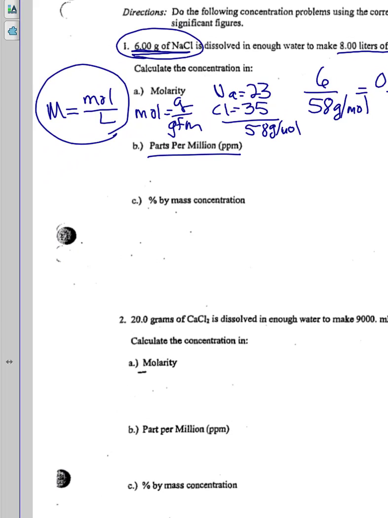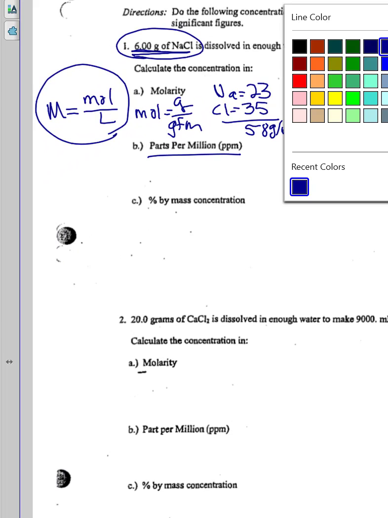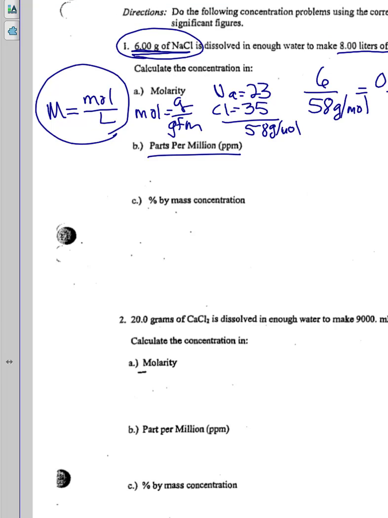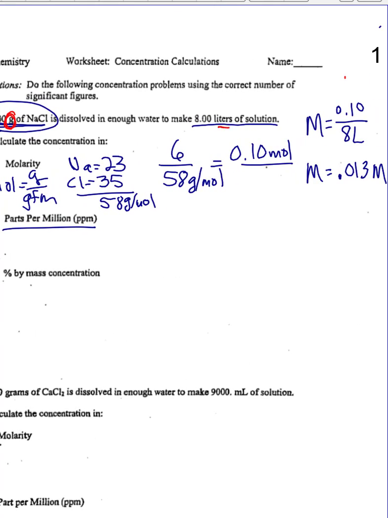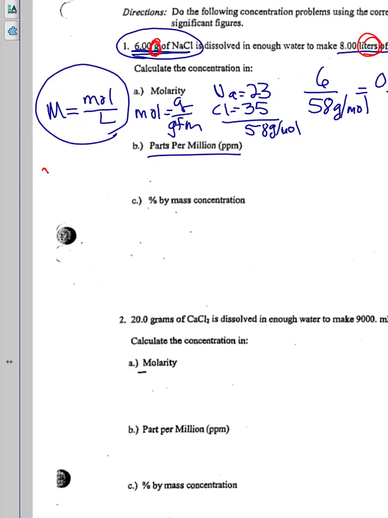So in this one, we're doing parts per million. I'm just going to shift my color so it's clear which problem I'm working on. So our formula for parts per million is part over whole times 1 million. In this case, our part is 6 and our whole is 8 liters, but the problem here is here we're grams and here we're liters, and the equivalency in volume for grams is milliliters. So if we have 8 liters, that would be 8,000 milliliters.